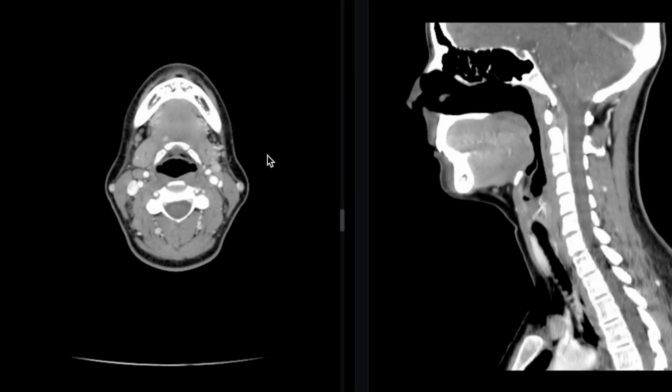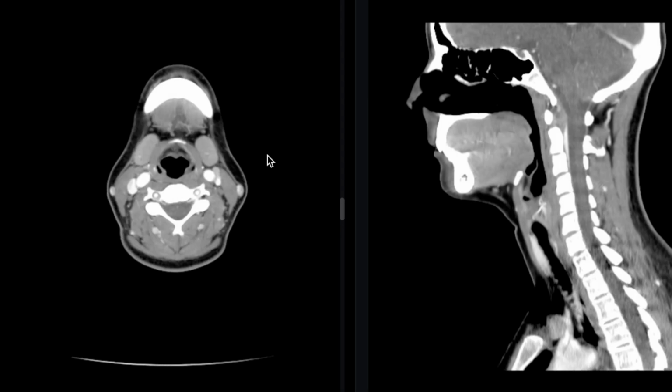Now we're going to move on to the veins. We said earlier that the internal jugular vein is immediately lateral to the carotid arteries within the carotid sheath. So on this axial view, if this is the carotid artery, this must be the internal jugular vein. And if there's an internal jugular vein, that begs the question, where is the external jugular vein? The external jugular vein is the lateralmost vessel on this image.